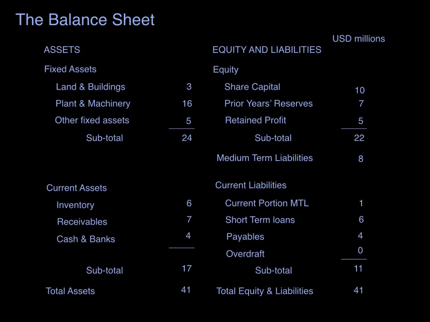At a glance, you can tell from the equity that this particular business enjoys accumulated surpluses, and from the differences between current assets and current liabilities that this is a very liquid company.